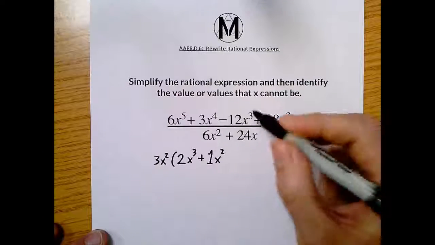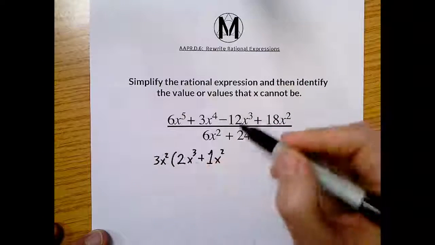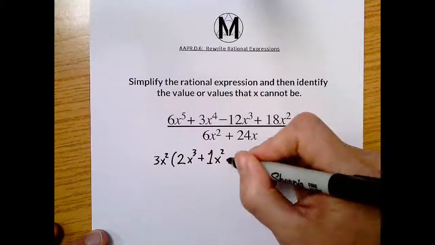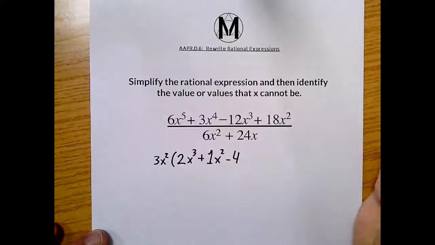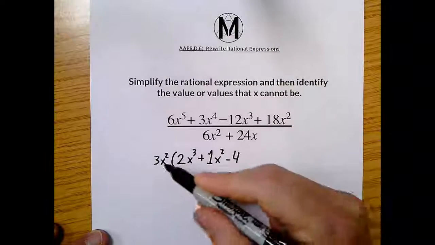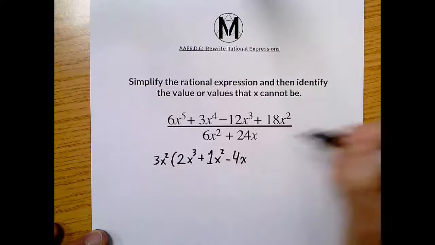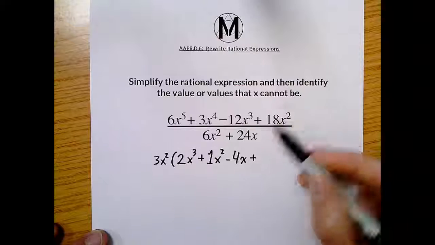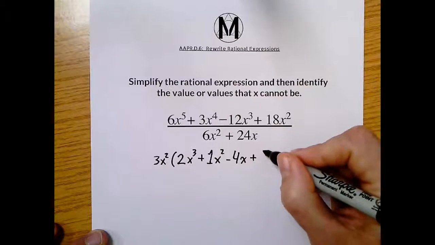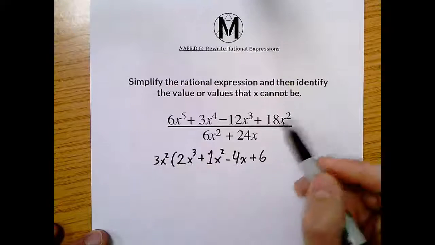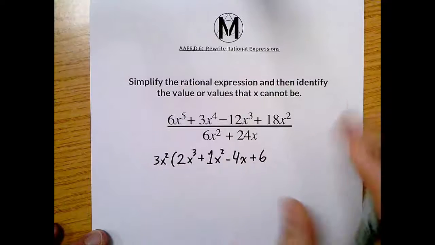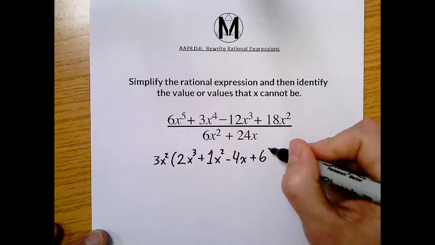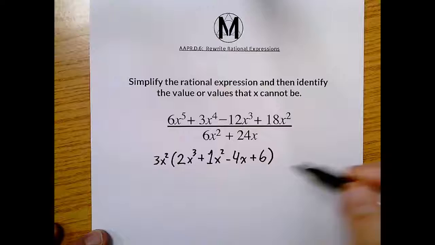We can keep going. We have a negative 12. Negative 12 divided by 3 leaves us with negative 4. And then we can take 2 x's out of that, so it leaves us just x. And we go to positive 18. 18 divided by 3 is 6. And we're taking out 2 x's. Well, that's all the x's, so that just becomes the constant 6. And that's a good step for our numerator.